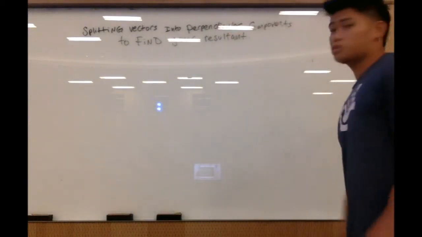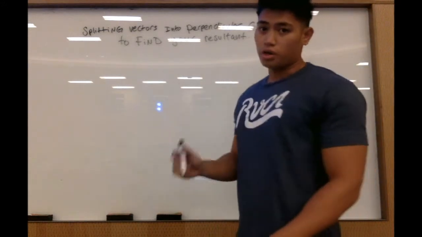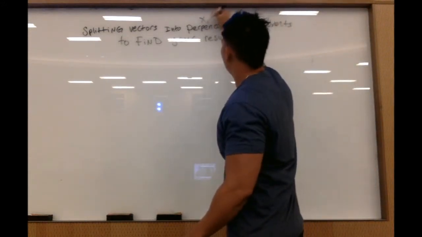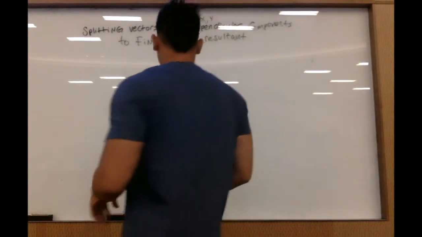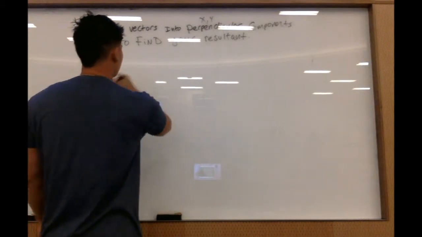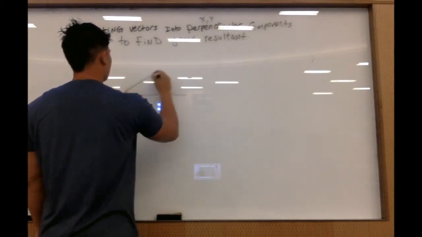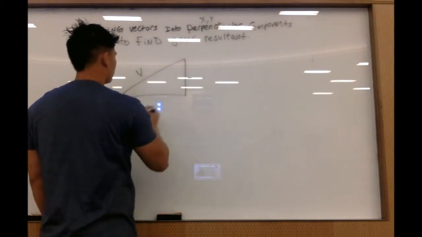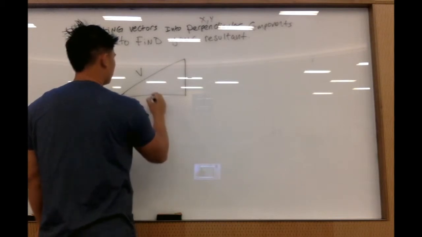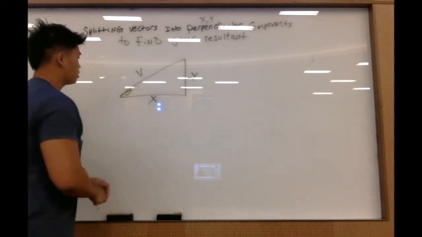Today we're going to be learning about splitting vectors into their perpendicular components, or in other words, their x and y components to find the resultants. So what we have here is, let's say, a triangle with a vector, and then an x, and then you have your y. And then you have theta.